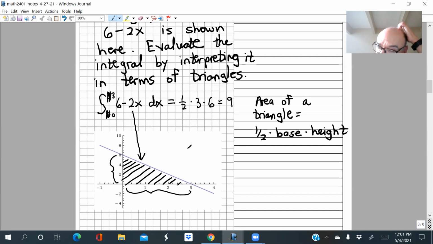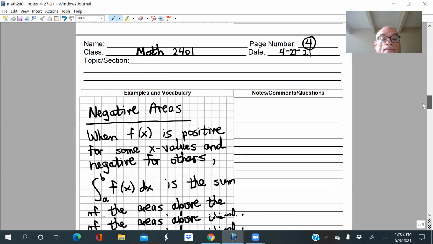So that's a big difference here between definite integrals where you have limits of integration and indefinite integrals where you don't have limits of integration. When you don't have limits of integration, that just means an antiderivative and you get a formula, you get a function. But when you have the limits of integration, you get a number out of that. That number is the area of a region. Let's try another one here.